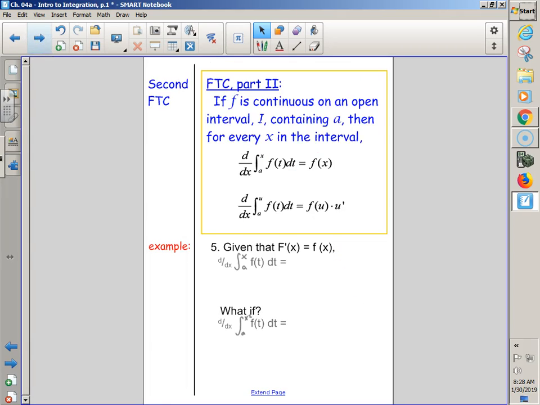So what's the last forever card? We have one more minute, unless everything's a minute behind like yesterday. What's the last forever card? FTC Part 2. FTC Part 2 says, what do I do if I'm supposed to be taking the derivative of a definite integral? Forever number 37 and the final one of Chapter 4a.